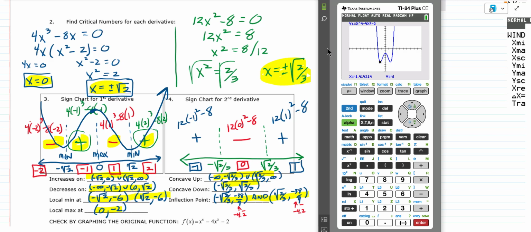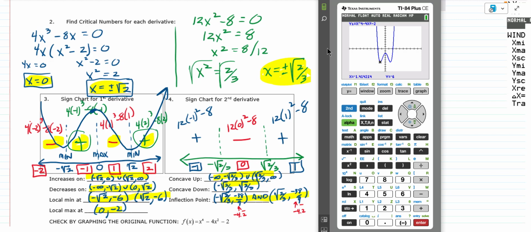You can tell that this graph is, like the sign chart said, decreasing, then increasing, then decreasing, then increasing, right? The purpose of the derivative is just to help you figure out whether it's increasing or decreasing. Yes? So for the local mins, to find the y value, you just plug into the original function, or you can graph.